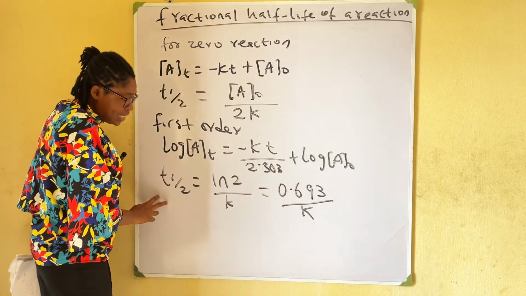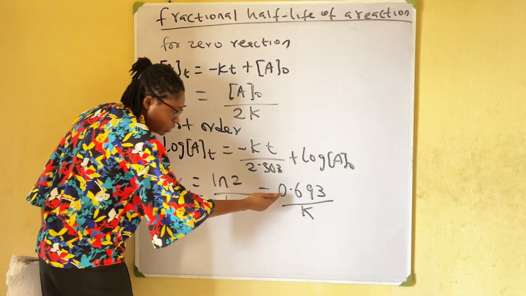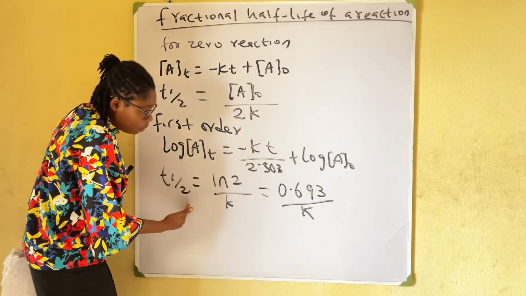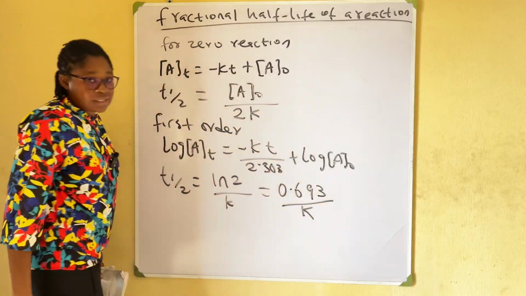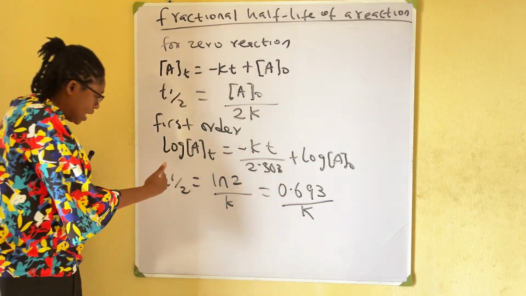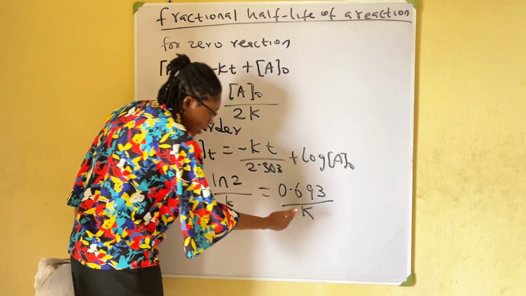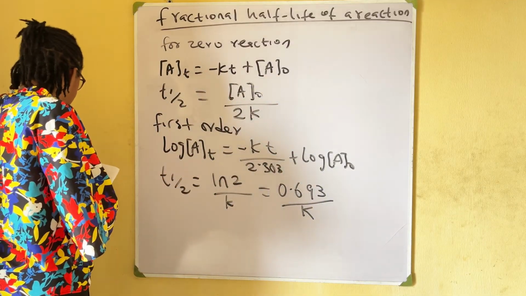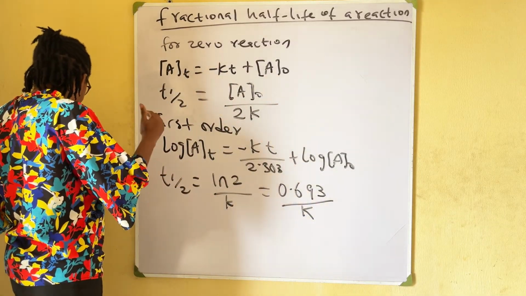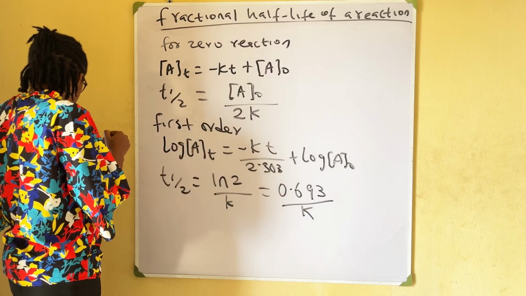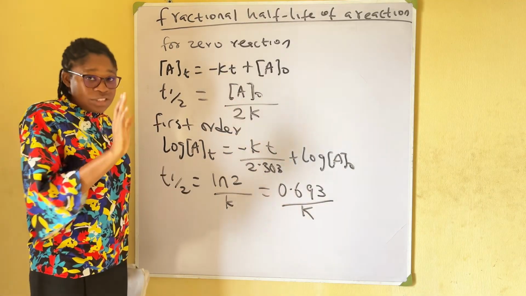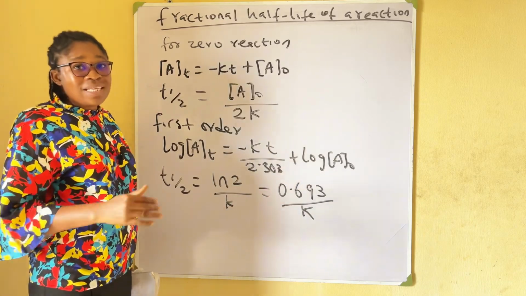So what it means is that half-life is independent of initial concentration, but it's inversely proportional to rate constant. So as half-life increases, rate constant decreases. Okay, look at this half-life. So we'll talk about half-life. What does it mean, the half-life in general? It simply means the time it will take.